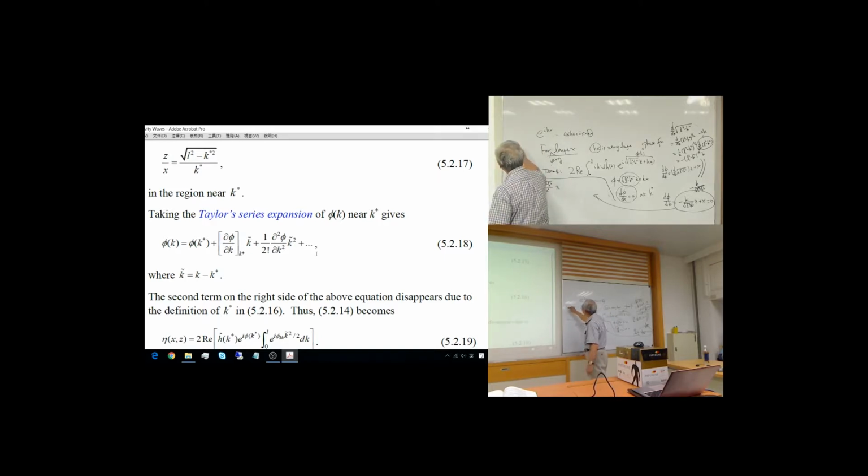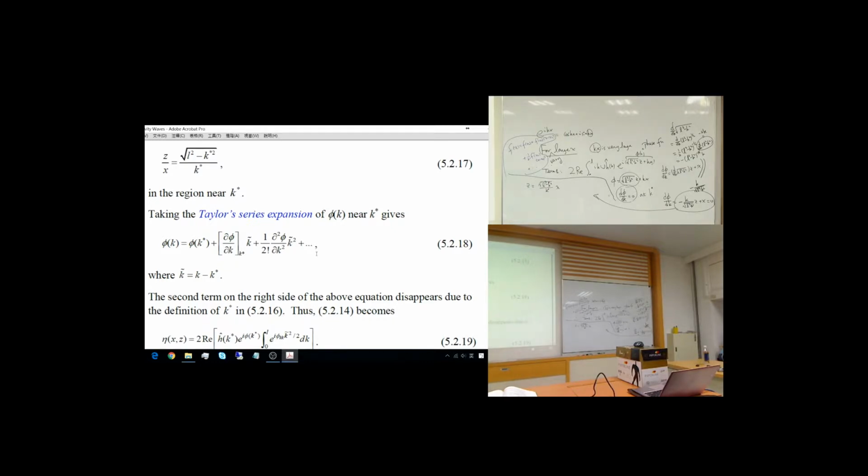f of x will be equal to f of x0, plus f prime of x0 times (x minus x0), plus one over 2 factorial f double prime of x0 times (x minus x0) squared, plus higher order terms. Okay, like that. And then now you replace f by phi, and x0 is k star, then you get that function.